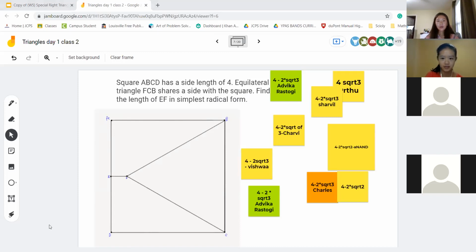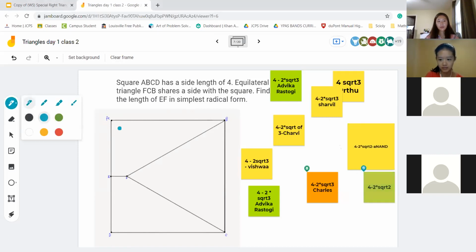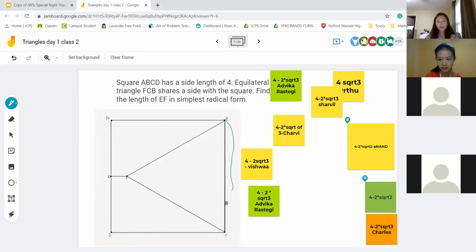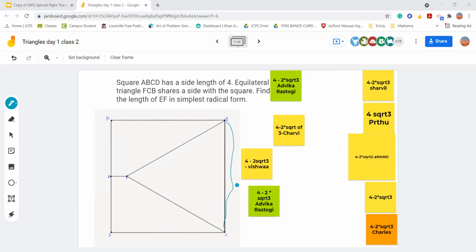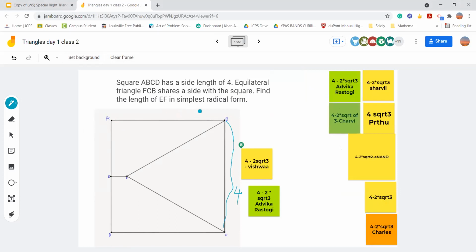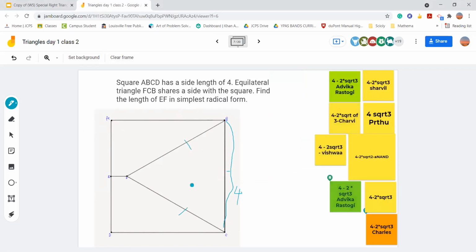Let's see. Square ABCD has a side length of 4. So this thing is 4. Sorry, my screen is really crowded right now. Okay, there we go. So equilateral triangle FCB shares a side with the square. Find the length of EF in simplest form. So this is what we want to find.